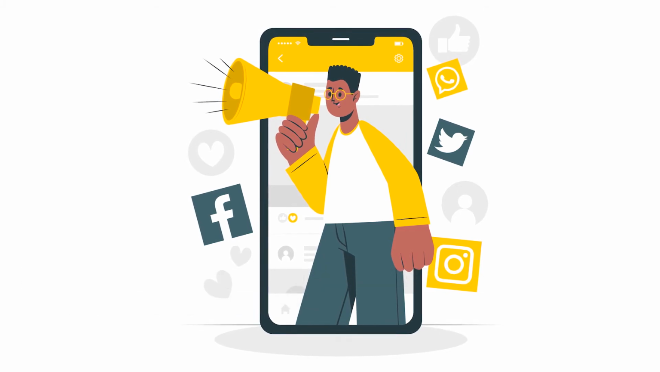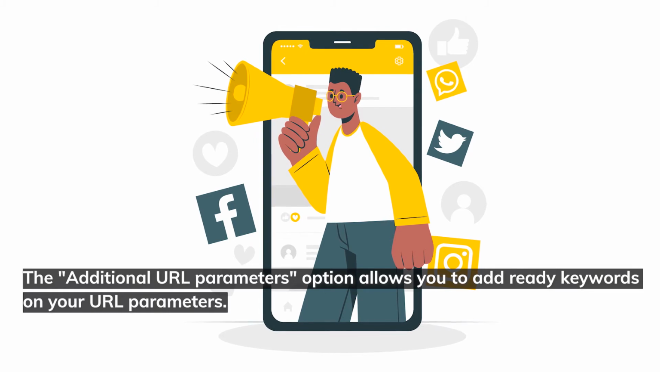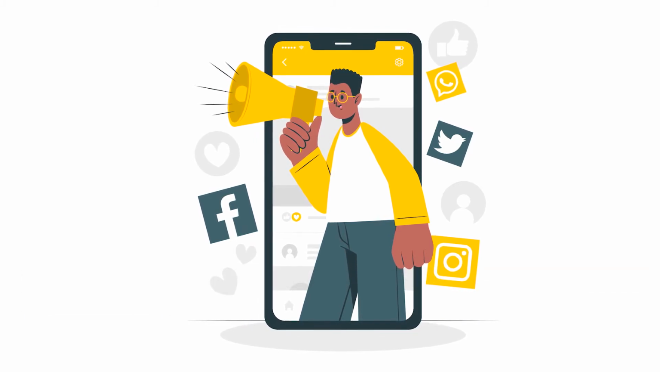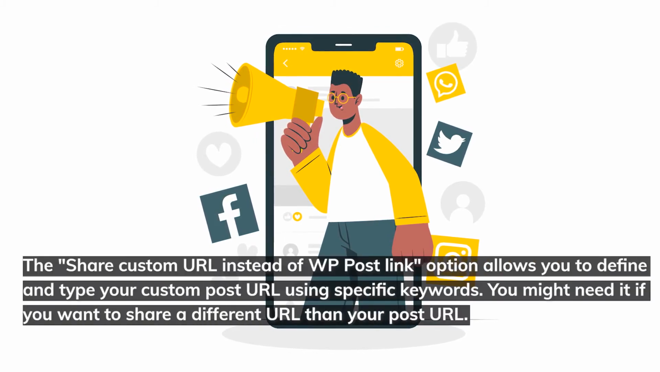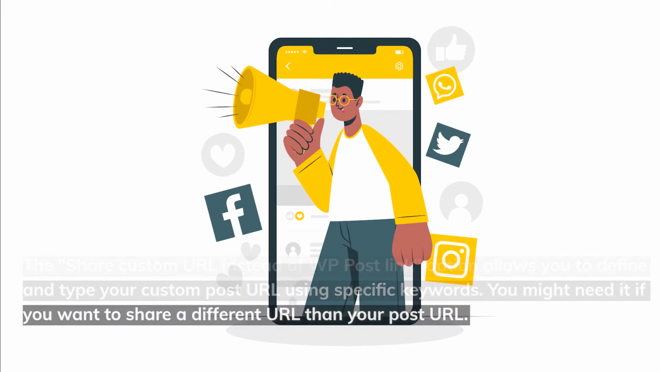The additional URL parameters option allows you to add ready keywords on your URL parameters. The Share Custom URL instead of WP Post Link option allows you to define and type your custom post URL using specific keywords. You might need it if you want to share a different URL than your post URL.